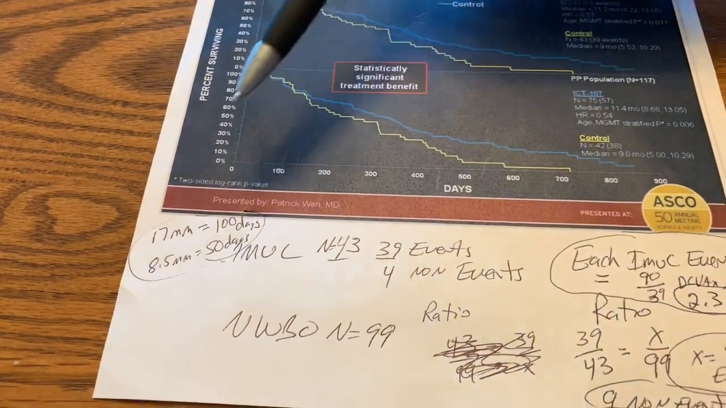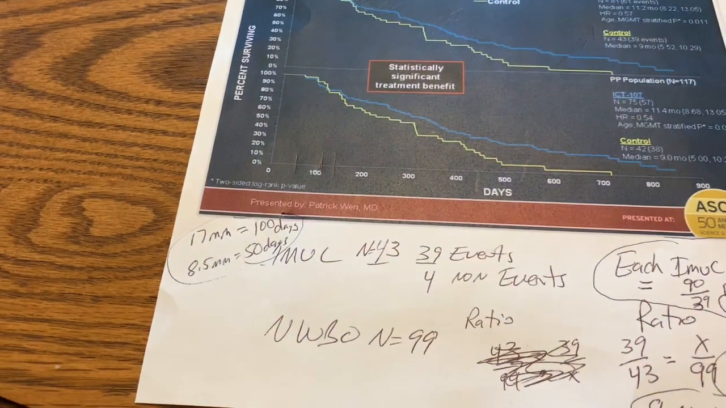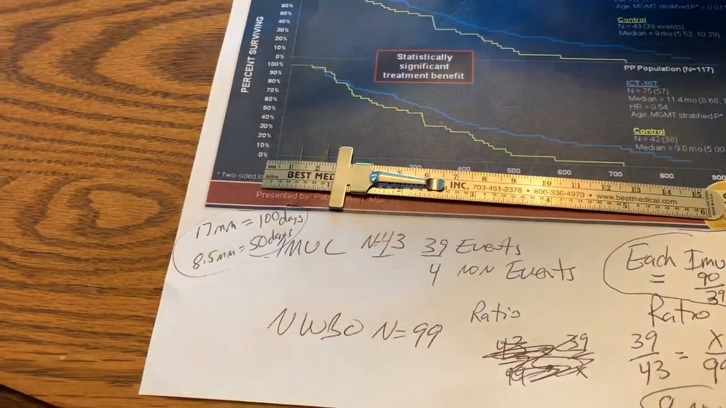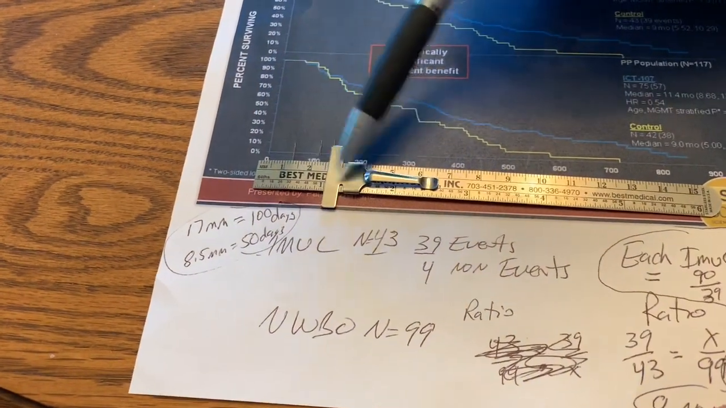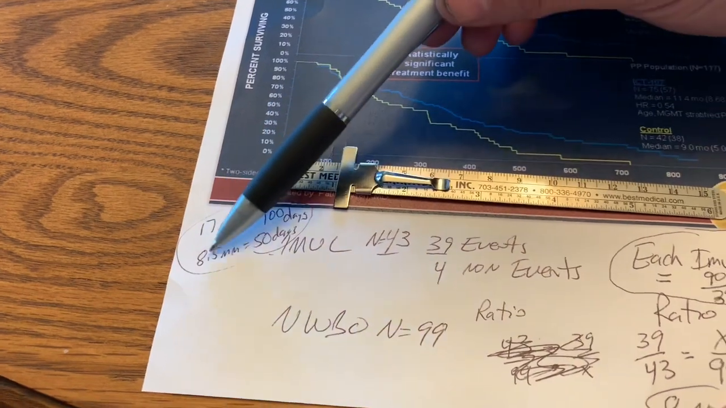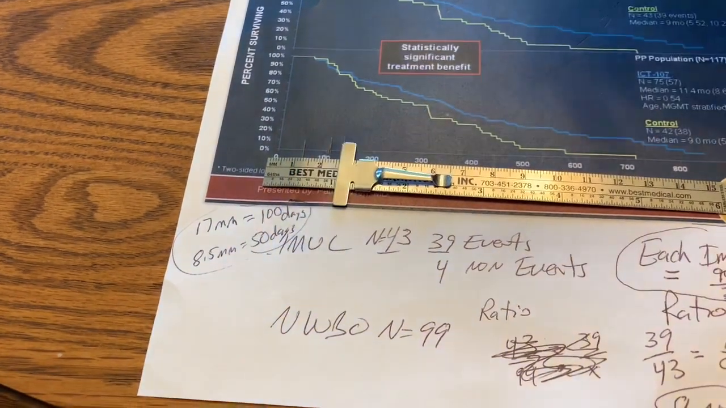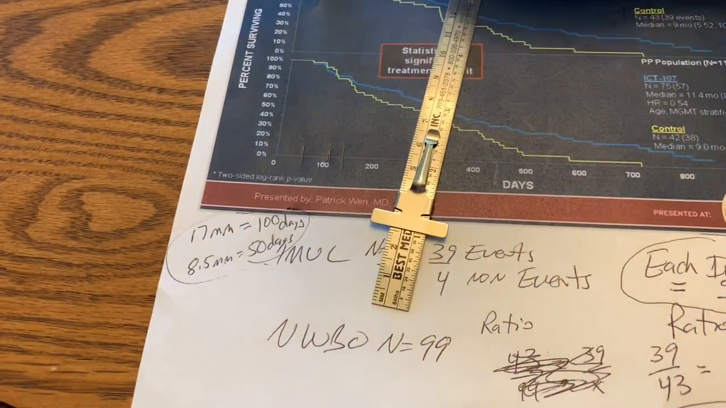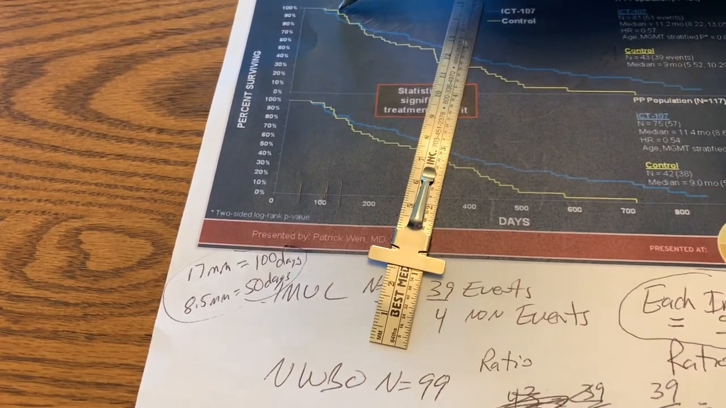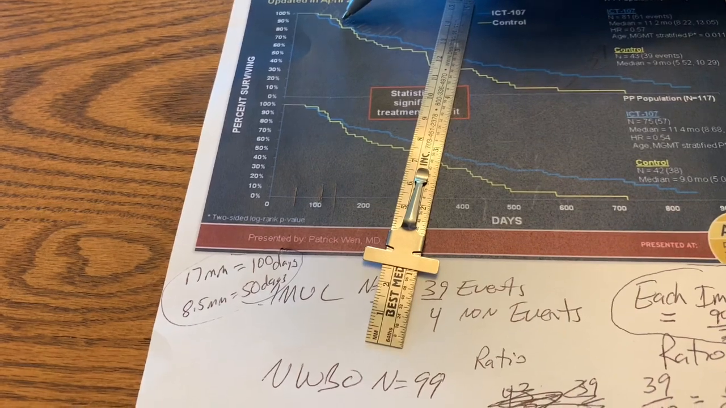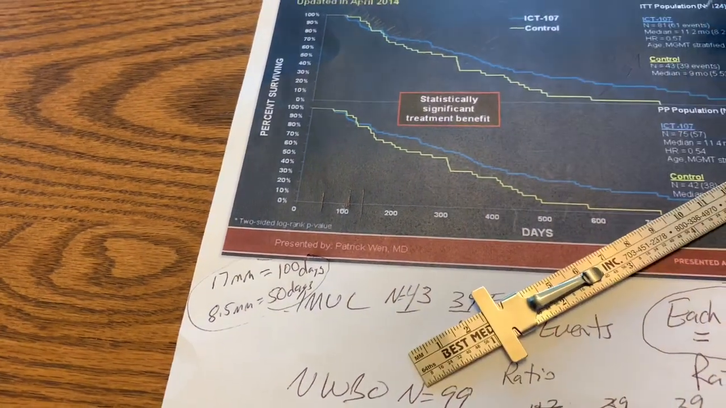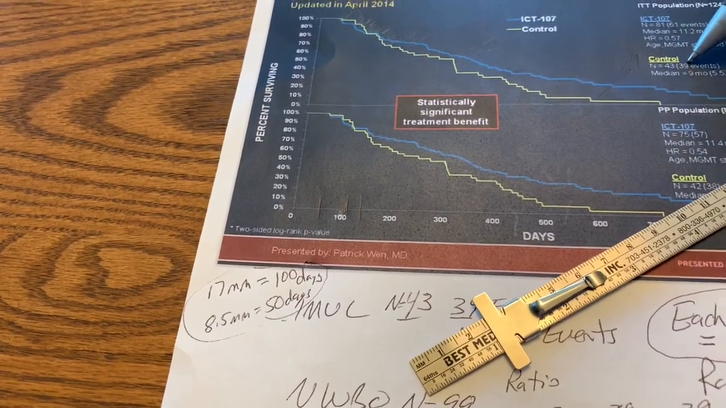The other thing I did is I measured with a very fine ruler, and I have a magnifying glass. This is the painstaking, tedious part. 100 days on this graph equals 17 millimeters, so 8.5 millimeters equals 50 days. And each tick down is an event. So here's one event, 2, 3, 4, 5, 6, 7, 8, 9, 10. You do this and you count up exactly what they've said here, 39 events.